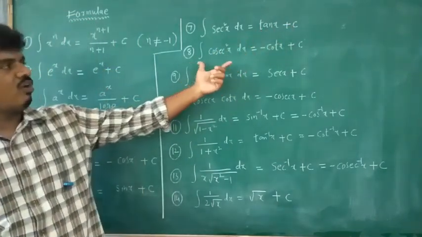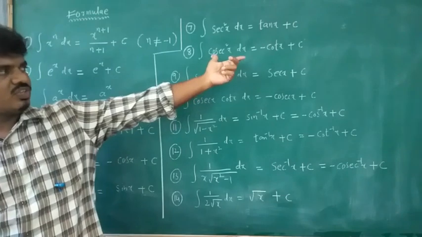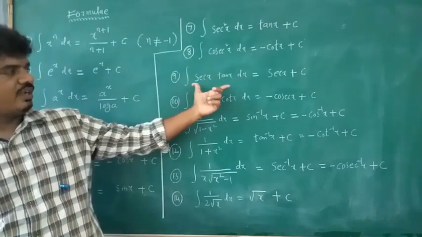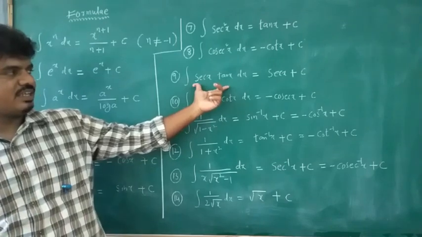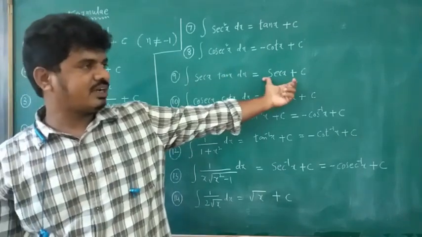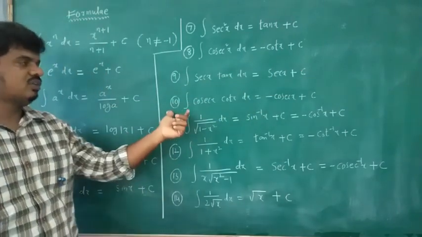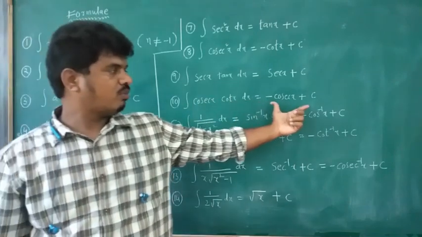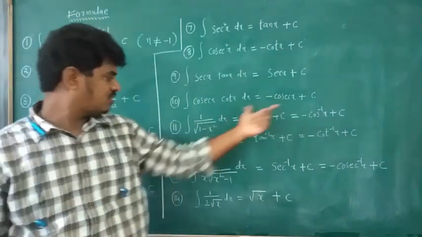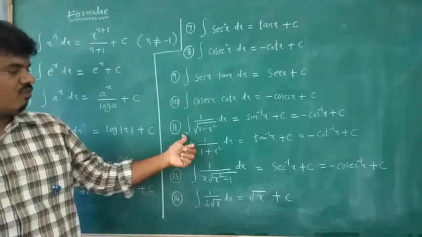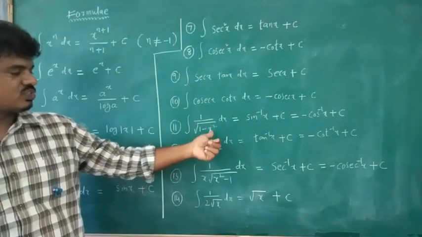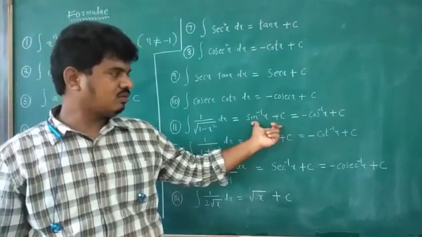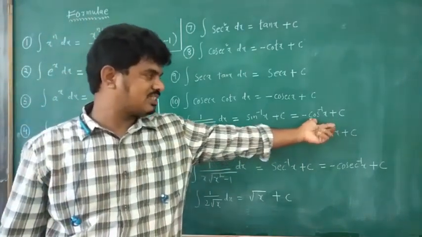Eighth one, the integral of cosecant square x dx is equal to minus cot x plus c. Ninth one, the integral of secant x tan x dx is equal to secant x plus c. Tenth one, the integral of cosecant x cot x dx is equal to minus cosecant x plus c. 11th one, the integral of 1 by root over 1 minus x square dx is sin inverse x plus c or minus cos inverse x plus c.